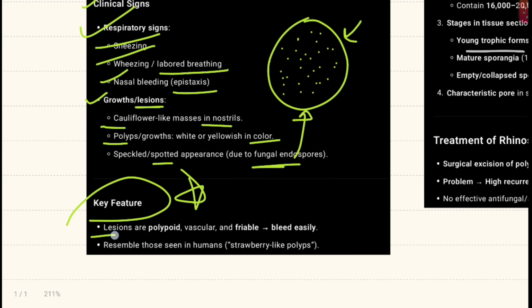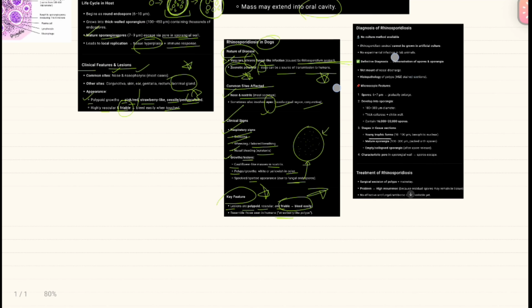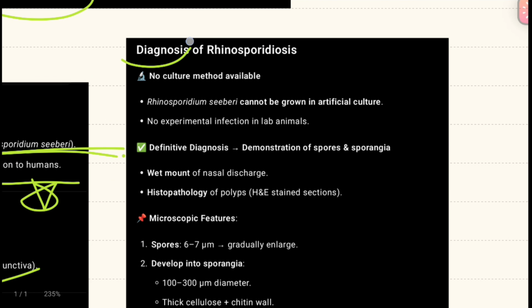So the key features are that the lesions are polypoid, vascular and friable. Therefore, they bleed easily, and they resemble strawberry-like polyps. Now, this is the last part of the video. Here we will discuss the diagnosis of rhinosporidiosis.